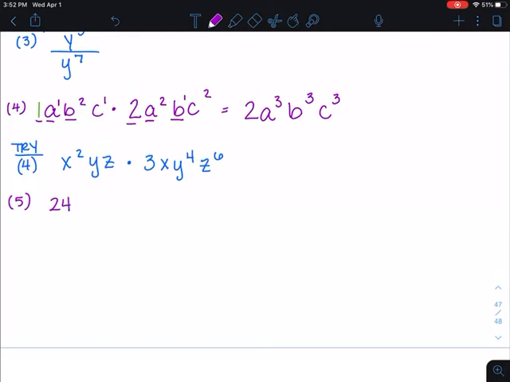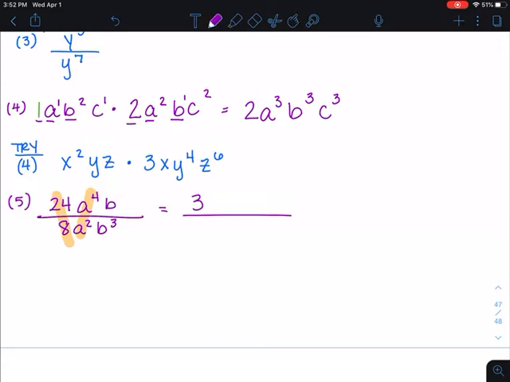Number 5, you have something similar to, let's say, 24a to the 4th b over 8a squared b cubed. So first and foremost, let's do the numbers. 24 divided by 8 is 3. I'm going to create my fraction bar underneath it just in case we have anything left on the bottom.